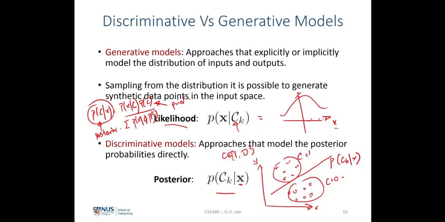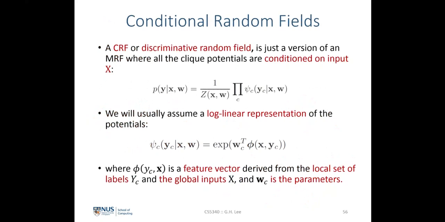We'll look at more of this discriminative versus generative model when we talk about the variational autoencoder in a future lecture. But now let's look at the discriminative model, which is also known as the conditional random field.